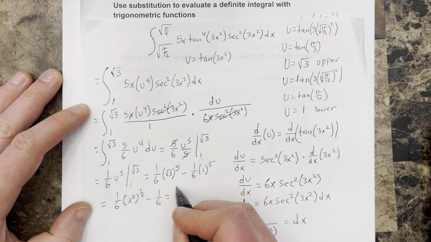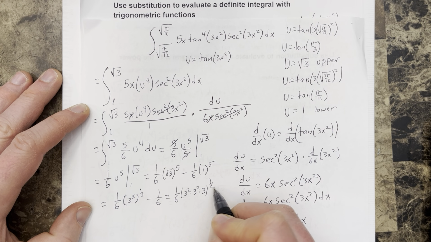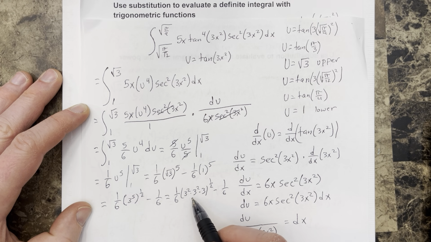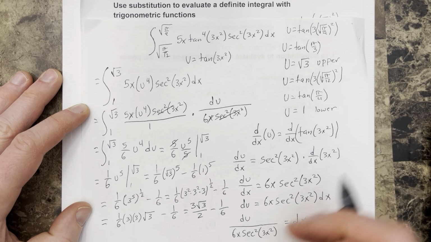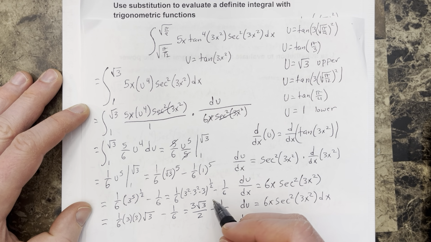I could rewrite this as 1/6 times 3 squared times 3 squared times 3 to the 1/2 power, minus 1/6. Then I can take the square root of each 3, and I'll get 1/6 times 3 times 3, and this will just be root 3 left, minus 1/6. So this is 9 over 6, which is 3 over 2. So I end up with 3 root 3 over 2 minus 1/6 for my area.